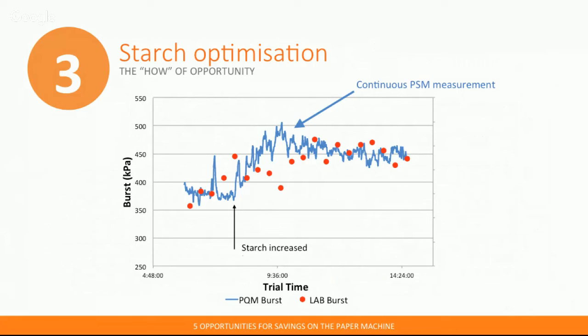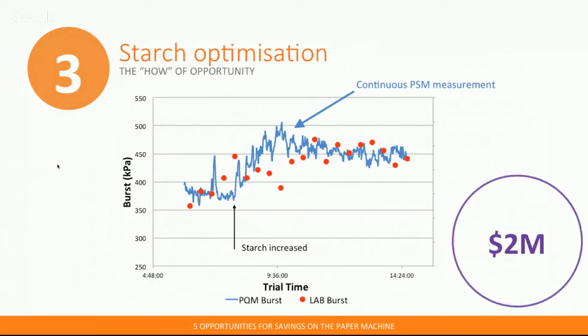The red dots represent top of reel data from the machine lab. The blue trace represents continuous data from the PSM unit. And you can see that the red dots are very noisy, and it takes quite a while to really convince yourself that there's been a change with the starch increase. However, the blue trace comes up very quickly and plateaus out as expected. So again, this is a way of compressing and accelerating the trial period.